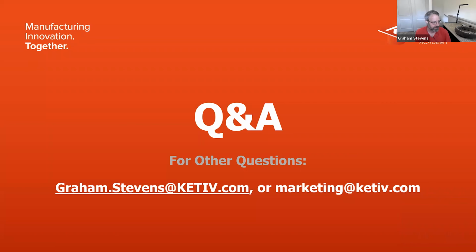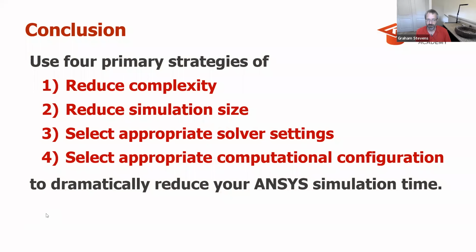With that, I think I will close. Just a conclusion here, there are 4 primary strategies to reduce your simulation times. That's to reduce complexity, to reduce your simulation size, select appropriate solver equations and solver settings, and select appropriate computational configurations, what your computer is. And with using all 4 of those, you can dramatically reduce your Ansys simulation time.